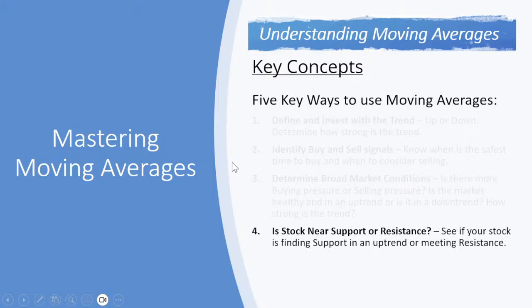Is the stock near support and resistance? Now, we're used to looking at support and resistance as horizontal levels, right? Well, moving averages can be used to identify support. Now, it's rising support or falling resistance, because the moving averages, of course, continue to move as price goes up or down.